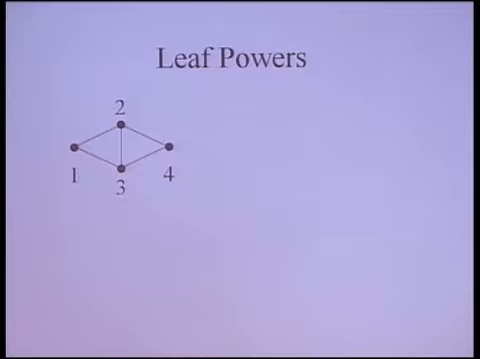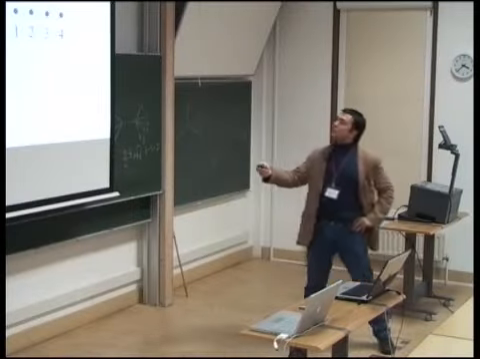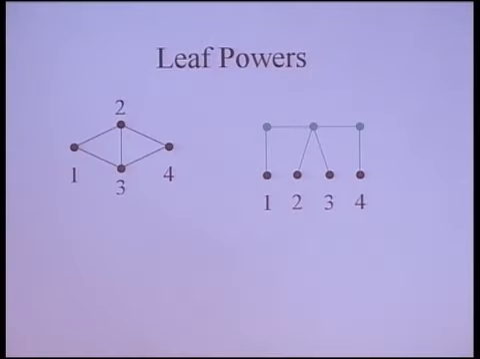And diamonds can be realized. Diamonds are three-leaf powers because have a look at this root. So this is a tree, and any edge here corresponds to a path of at most length 3 on the right-hand side.